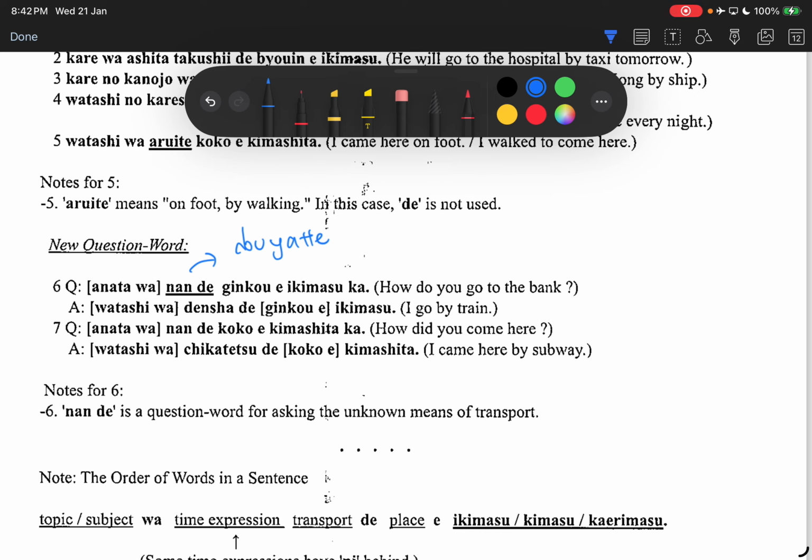I'm trying to understand the te. If we replace nande with doyatte, we don't need the te already. Doyatte is already in te form. Remember, that's not the aruite. Okay, so doyatte kokoe, we don't need it already. Doyatte alone is fine. Doyatte is how, not by what. So it's a more general way to say how. How did you come here?